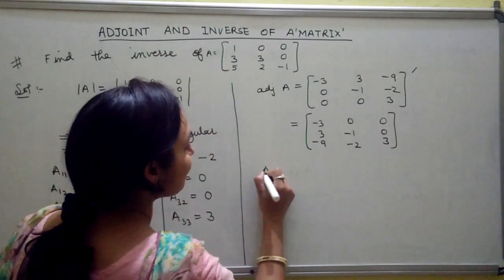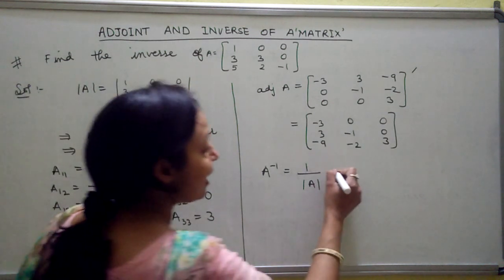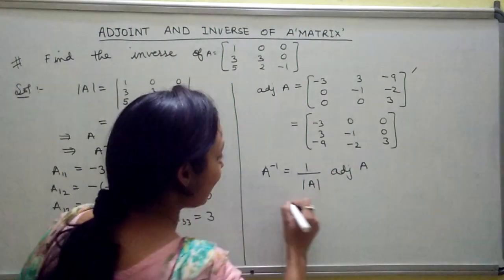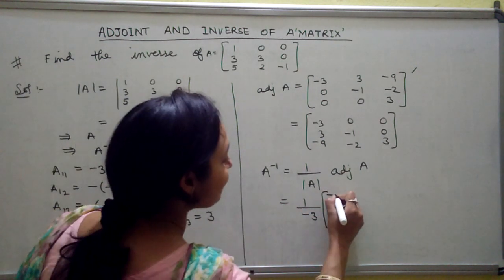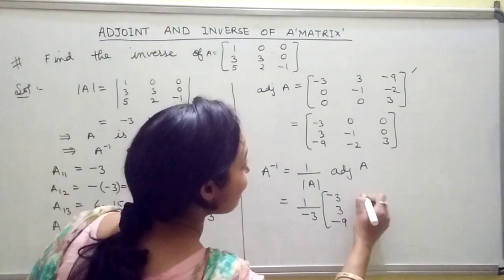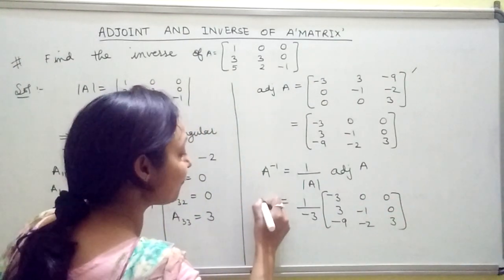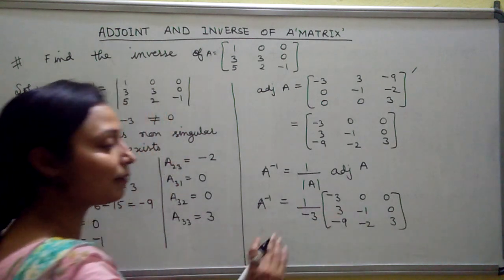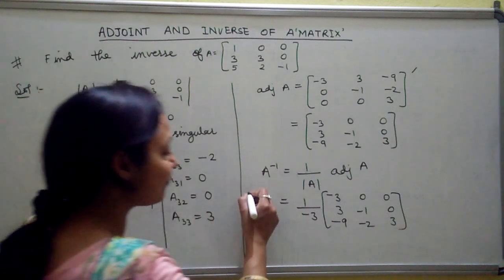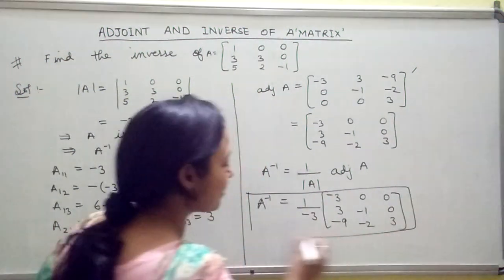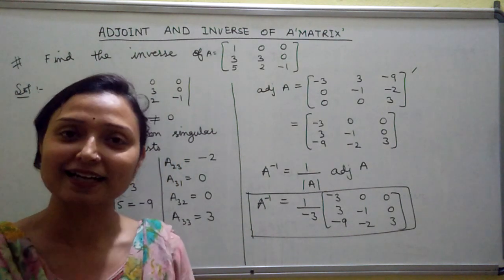Now come to A inverse. What is the value of A inverse? It is 1 upon A determinant times adjoint of A. So 1 upon A determinant, that is minus 3, and we have adjoint A: minus 3, 3, minus 9; 0, minus 1, minus 2; 0, 0, 3. So this is the inverse. If you want to multiply minus 1 by 3, take the scalar multiplication; if you don't want to, leave it as it is. This is the full solution of the inverse. So this is the way to find the inverse. Do more and more questions from your NCERT. Thank you.